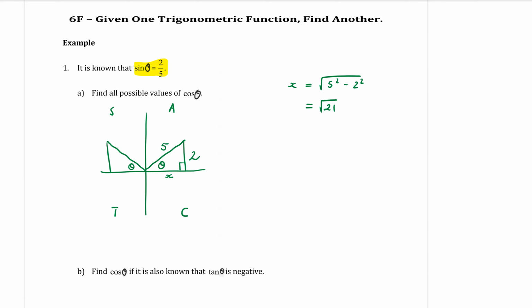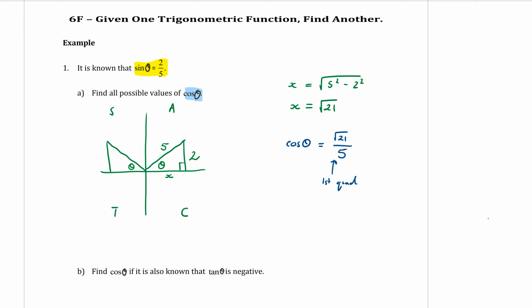And we want to leave that exact because we need to use that to help us with the next part of our question, which is to find the possible values of cos theta. Cos theta is equal to adjacent over hypotenuse. So in this first quadrant, my adjacent is the square root of 21 that I just found, over the hypotenuse, which is 5. Okay, so that is my answer in the first quadrant.